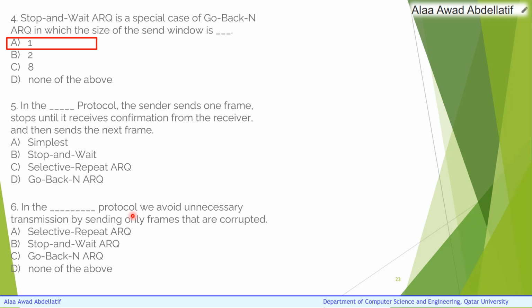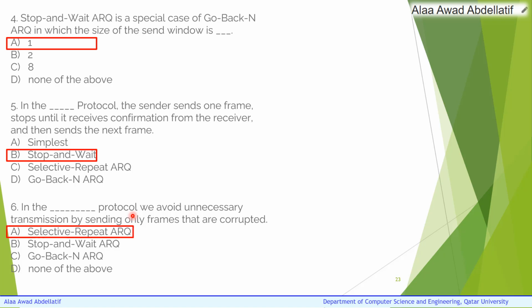When the size is 1, when I am sending only one frame. Stop and wait sends one frame and waits. Go-back-N, I can send any number of frames. So it's a special case when the send window size is 1. In which protocol does the sender send one frame and stop until it receives confirmation? Stop and wait only, not stop and wait automatic repeat request, because stop and wait ARQ has a timeout. So I am waiting for acknowledgement or timeout. The one that waits for the acknowledgement only is stop and wait. Take care.